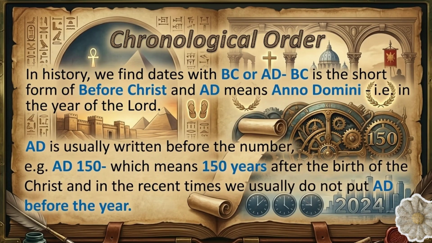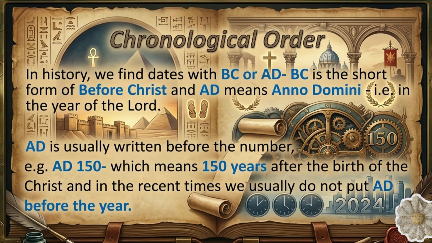In history, we find dates with BC or AD. BC is the short form of before Christ and AD means Anno Domini, in the year of the Lord. The dates before the birth of Christ are referred to as BC. It is called before Christ or BCE, meaning before the Common Era. The dates are counted backwards in BCE. The bigger the number when the date is BCE, the earlier it happened. For example, 100 BCE comes before 99 BCE.